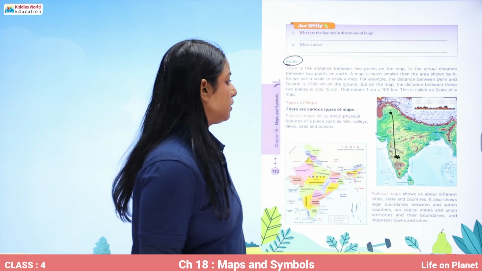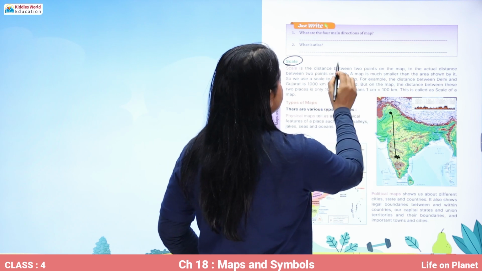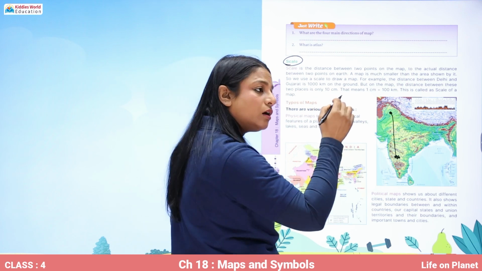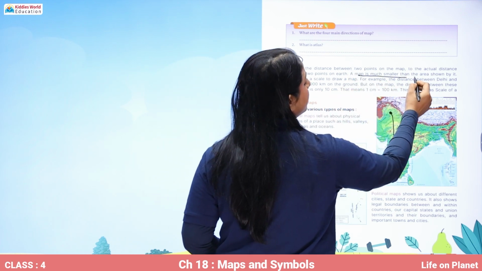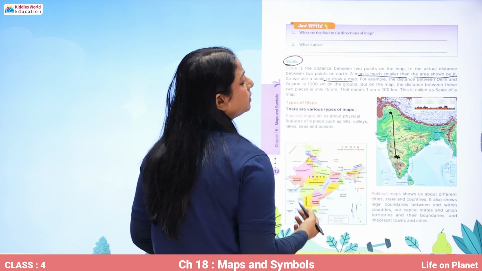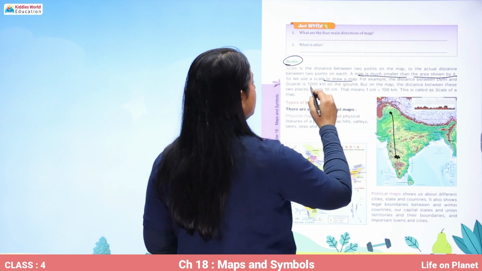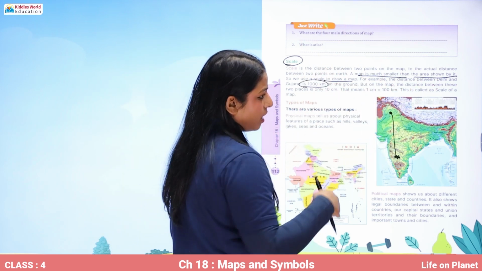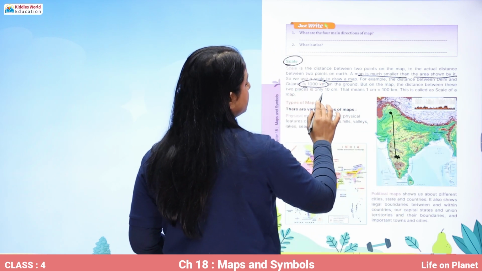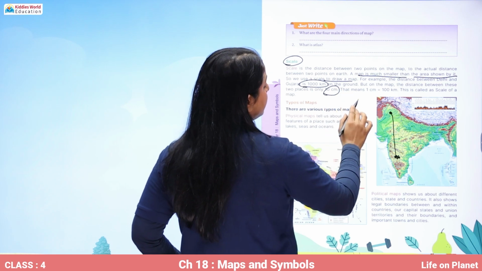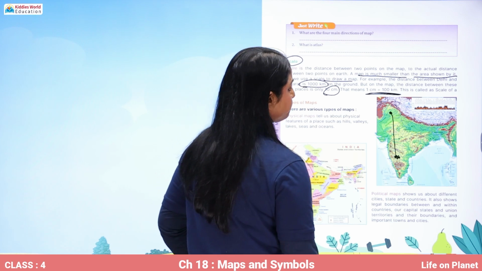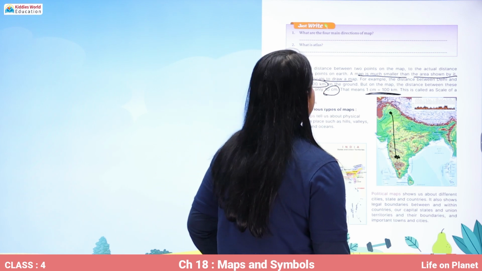That's the scale. So scale is the distance between 2 points on a map to the actual distance between 2 points on earth. A map is much smaller than the area shown by it, so we use a scale to draw a map. For example, the distance between Delhi and Gujarat is 1000 kilometers on the ground. But on the map, the distance between these two places is only 10 centimeters. That means 1 centimeter is equal to 100 kilometers. This is called the scale of a map.